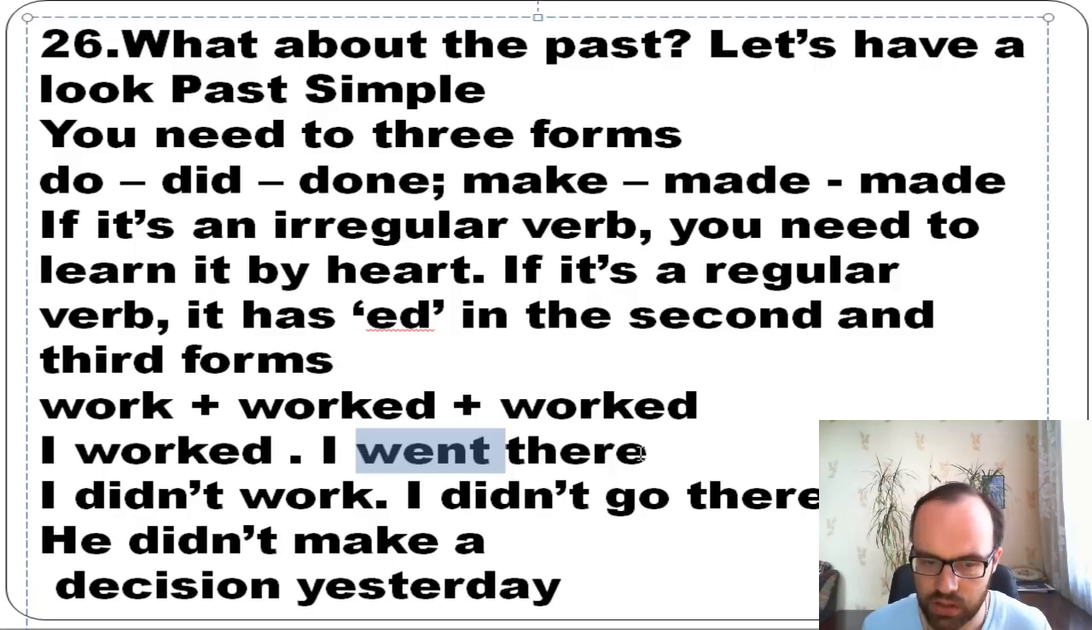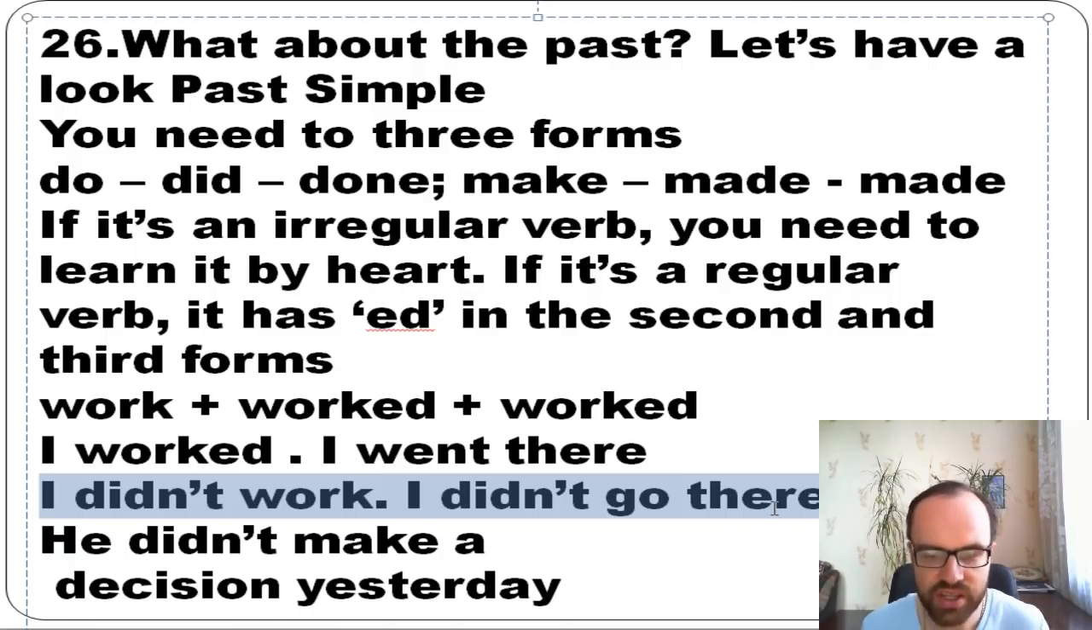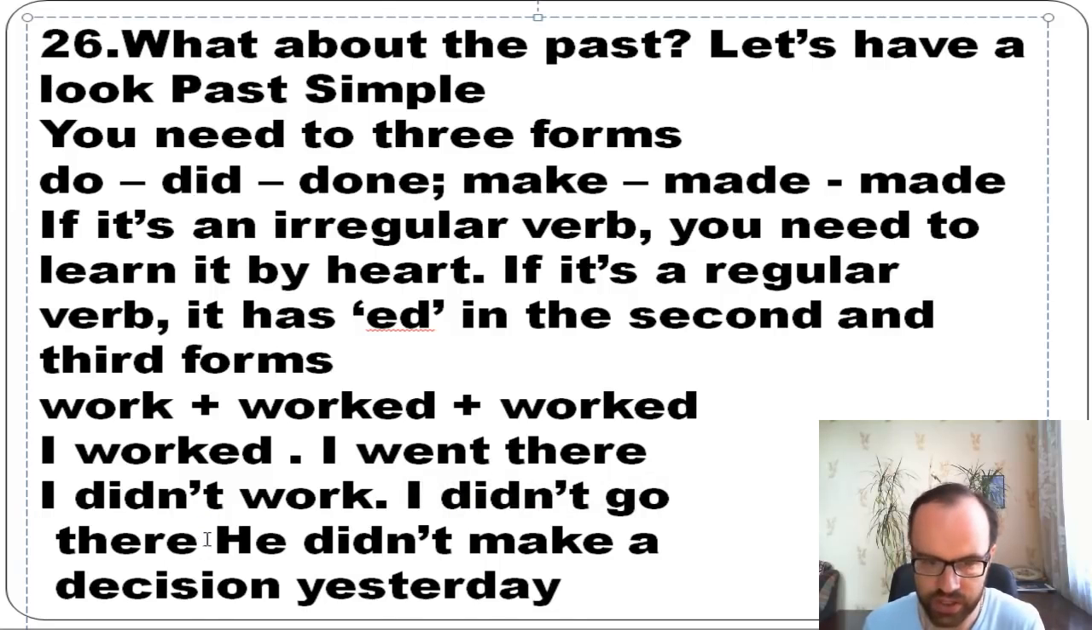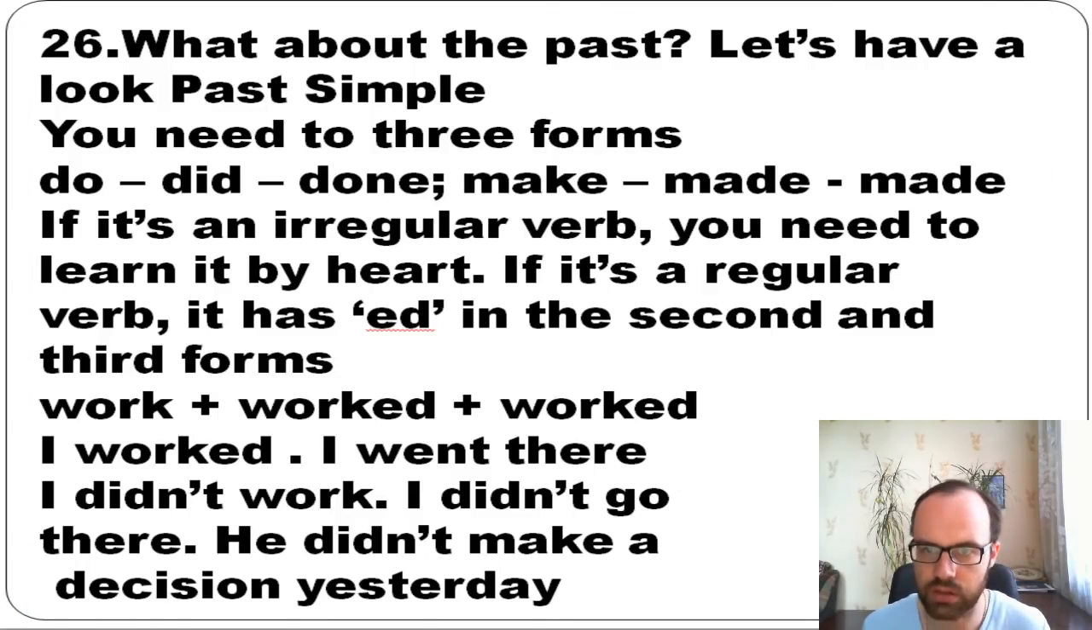If you want to use a negative form, use didn't plus verb. Look, I didn't work, I didn't go there. It doesn't matter if this verb is regular or irregular. Didn't plus verb, it's a rule. I didn't go there. He didn't make a decision yesterday.